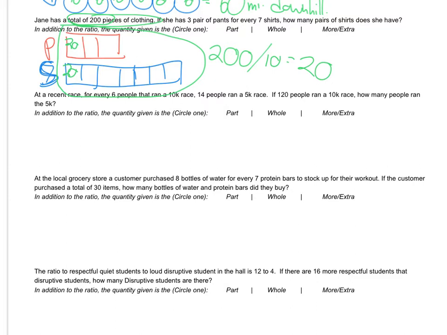So it wants to know how many shirts does she have. She would have, let's see, it would be 20 times 1, 2, 3, 4, 5, 6, 7. So 20 times 7 would be 140. So 140 shirts. And we also know that then means she has 60 pants. A lot of clothes.